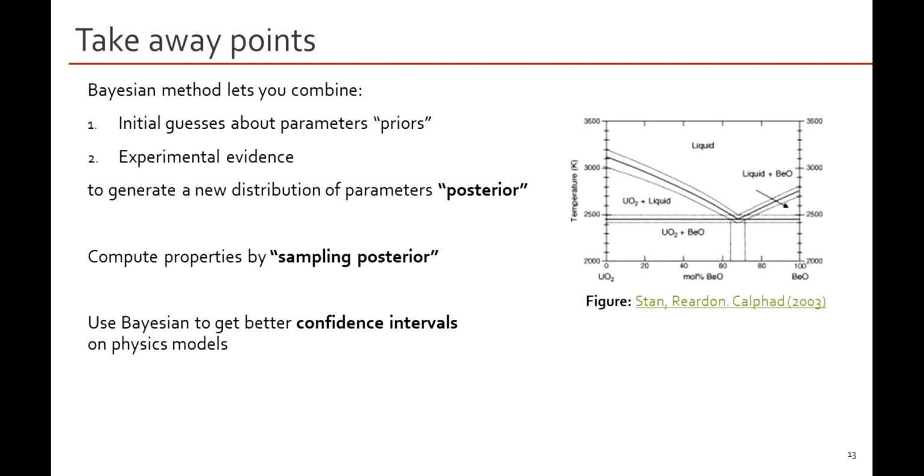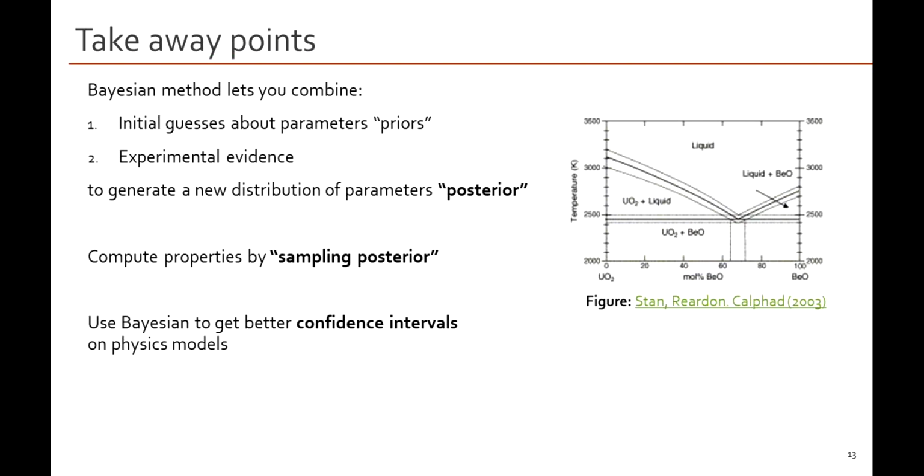And that, I hope, gives a good example of why Bayesian methods can have a lot of use in materials modeling. So to wrap up, the takeaway points that I want you to understand are that Bayesian methods let you combine your initial understanding about what the parameters for some model should be with experimental evidence to be able to produce a distribution called the posterior, which describes the likelihood of different parameters in your model based on what data you've observed thus far.